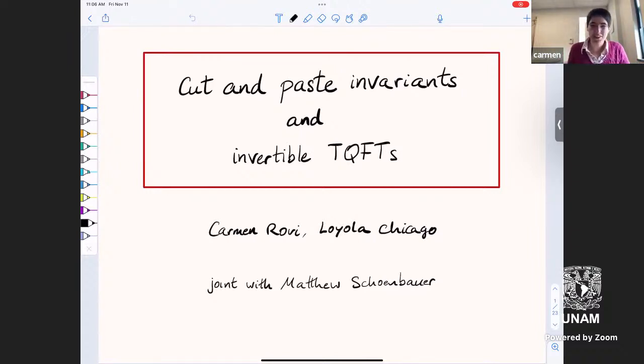Okay, so cut and paste invariants and invertible TQFTs. This topic of cut and paste invariants is connected to what Renee was talking about last time, and it's also the same cut and paste invariants that Julie will be talking about in, I think, two weeks' time. Okay. So same cut and paste invariants.